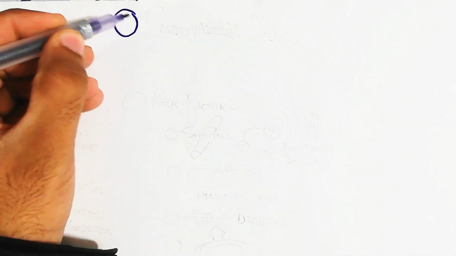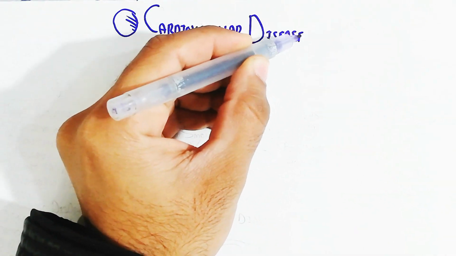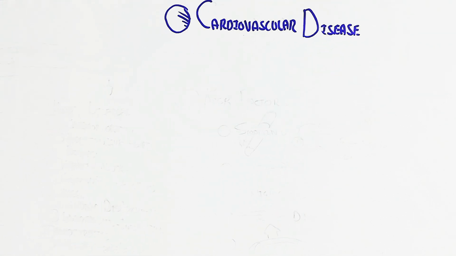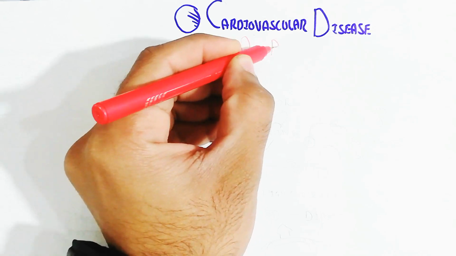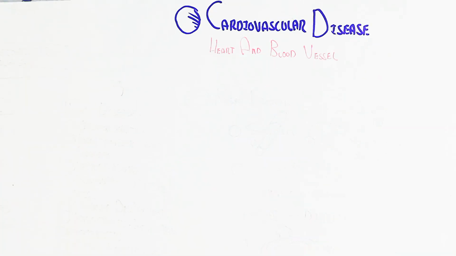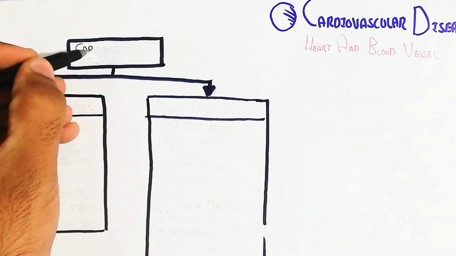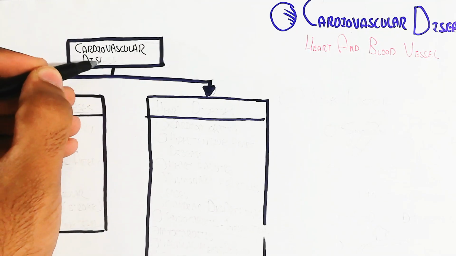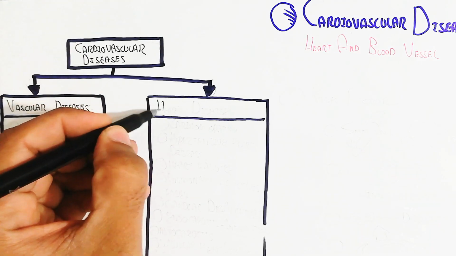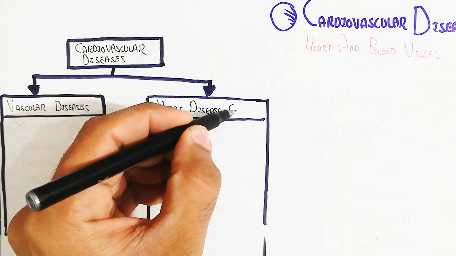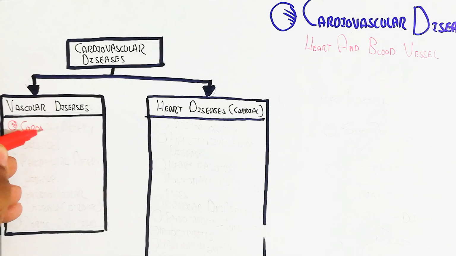Hello, in this video we will discuss a short review about vascular disease. Vascular disease involves the heart and the blood vessels. We will classify cardiovascular disease on the basis of vascular disease and heart disease, cardiac. Cardiovascular disease is very common because of a lot of complications and a lot of factors. Let's begin by understanding vascular disease first.